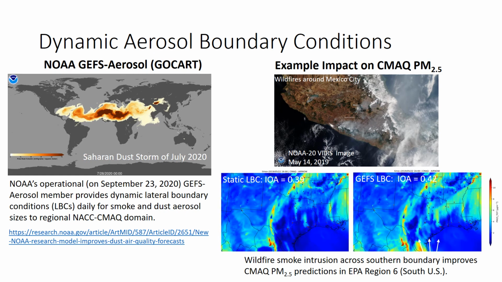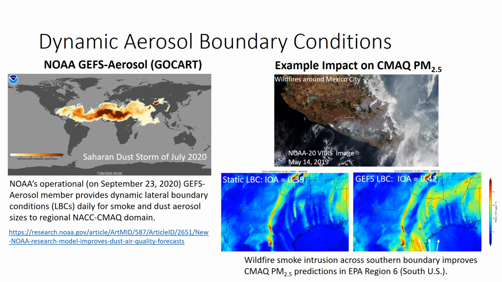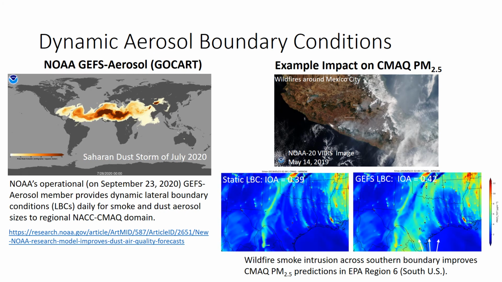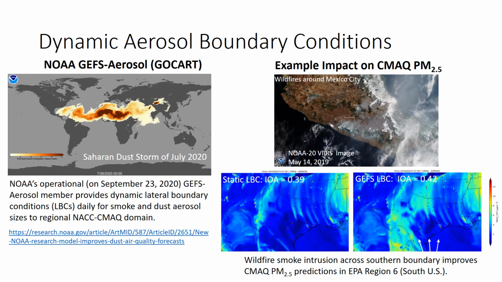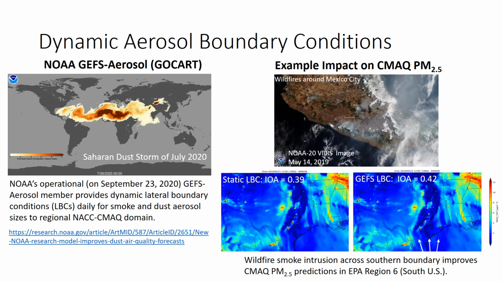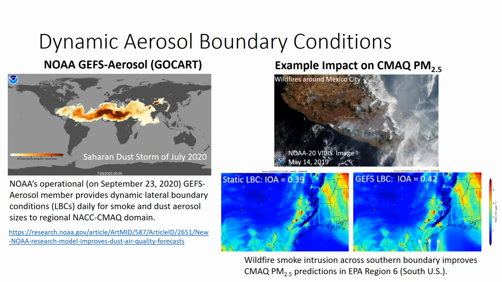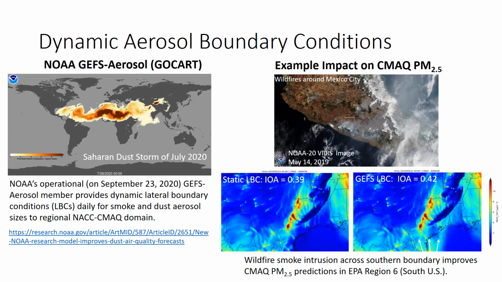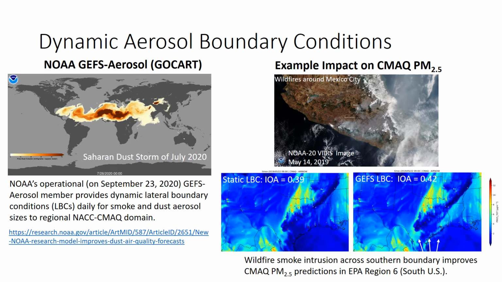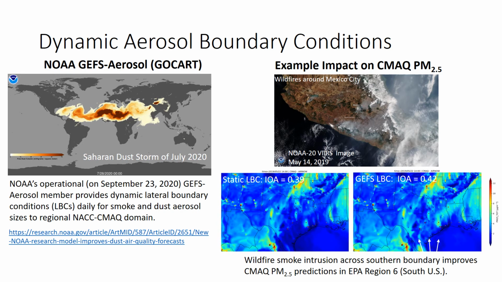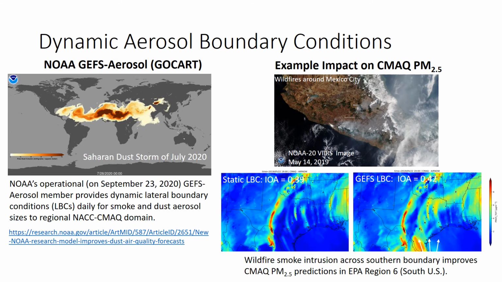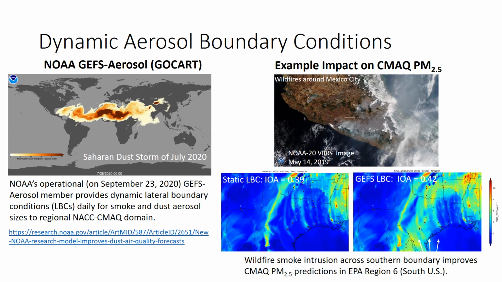And on the left, I show an example for the extreme Saharan dust storm of July 2020, which transported an abundance of dust to the west and impacted the U.S. domain. An example on the right for the impact on CMAQ PM2.5 is for a case of wildfires around Mexico City, as shown by the VIIRS image here on May 14, 2019.